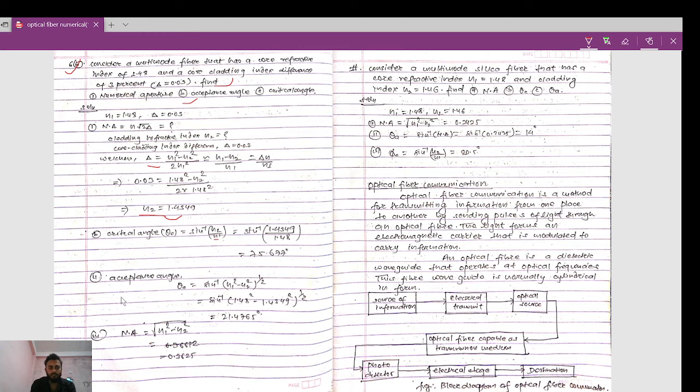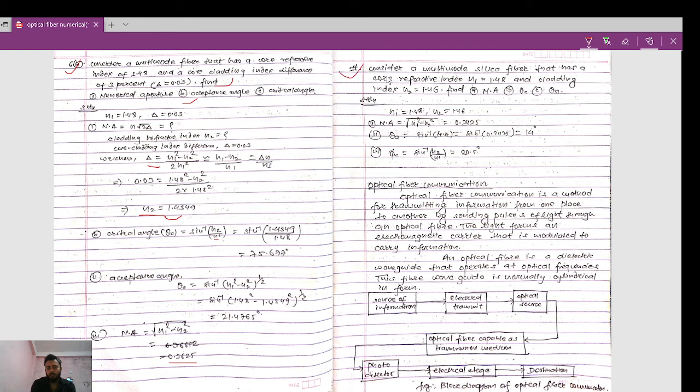Similarly, to calculate the acceptance angle, we have theta a equal to sin inverse of n1 square minus n2 square to the power 1 upon 2. We know the values of n1 and n2, so on substituting we will get the value of theta, meaning acceptance angle. We will get here 21.4765 degrees. Similarly for numerical aperture, we have root under n1 square minus n2 square, so on substituting n1 and n2 we will get here 0.3625.